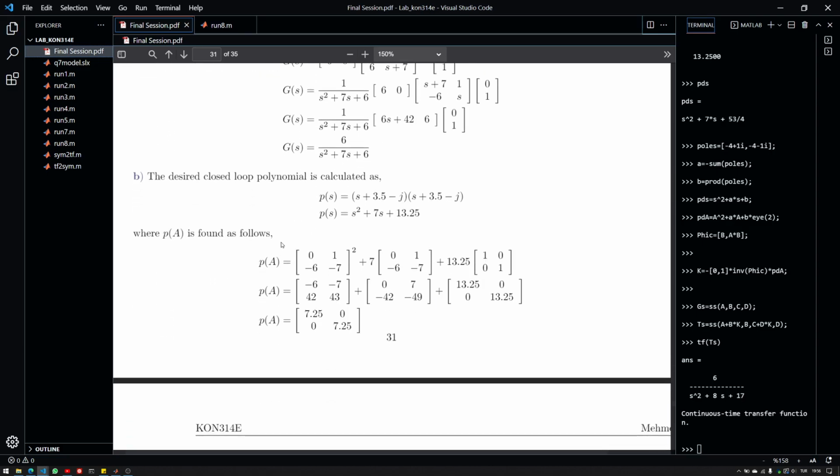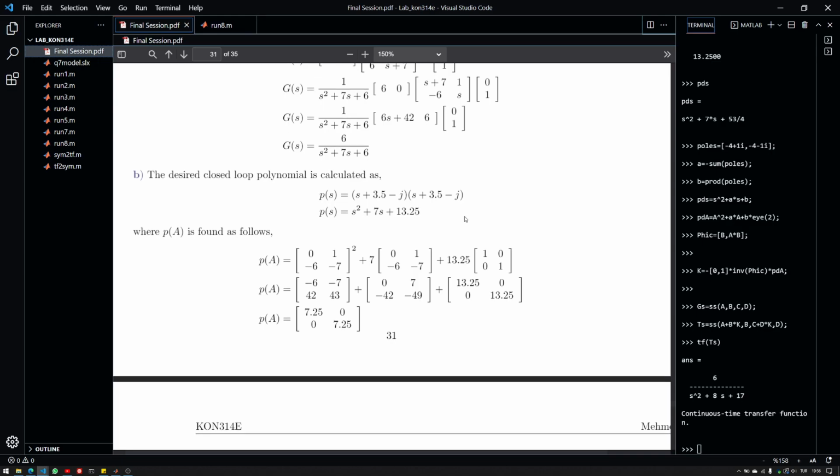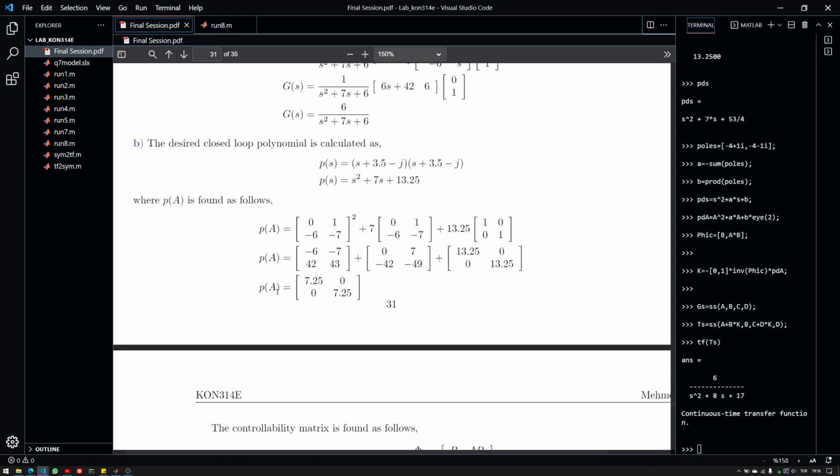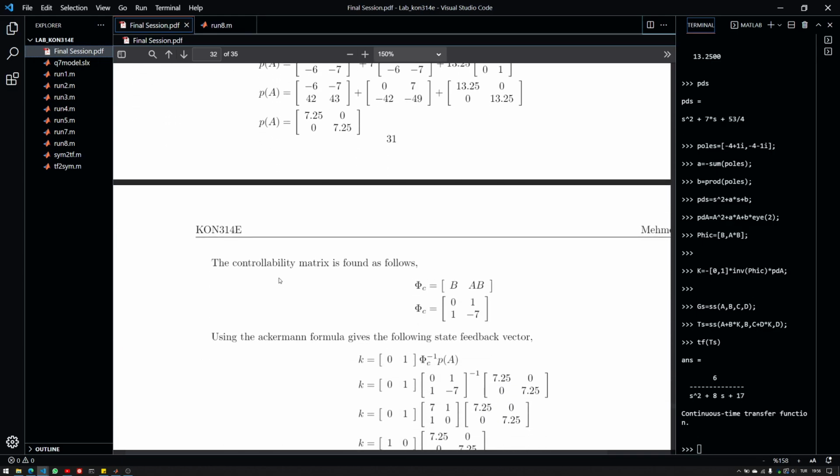So now here we can see the calculation of PDA basically. Therefore, we have to shape our closed loop polynomial, the desired closed loop polynomial, which we all have used many times in control design, classical controller design. And then we get the polynomial and we use the matrix, plug it in, and we get basically PDA, one part of the Ackermann formula.